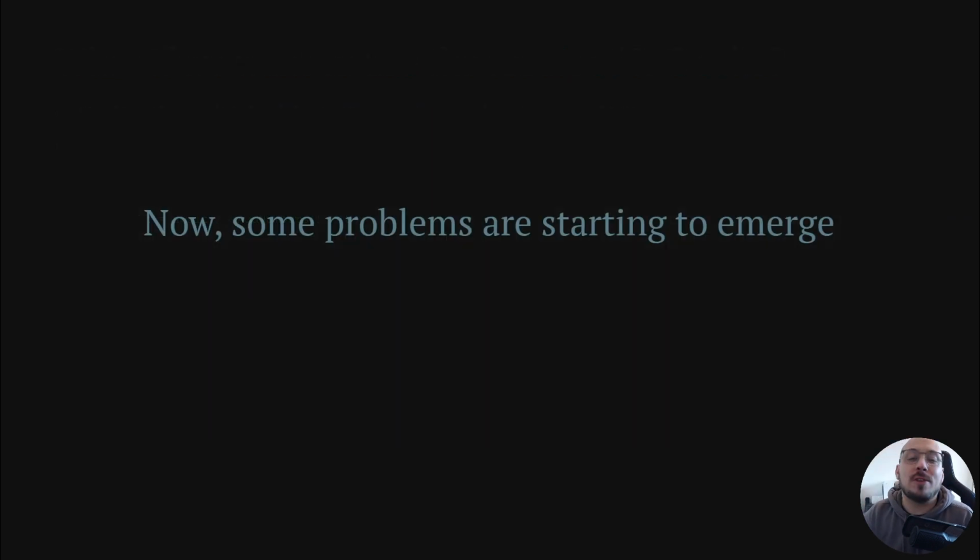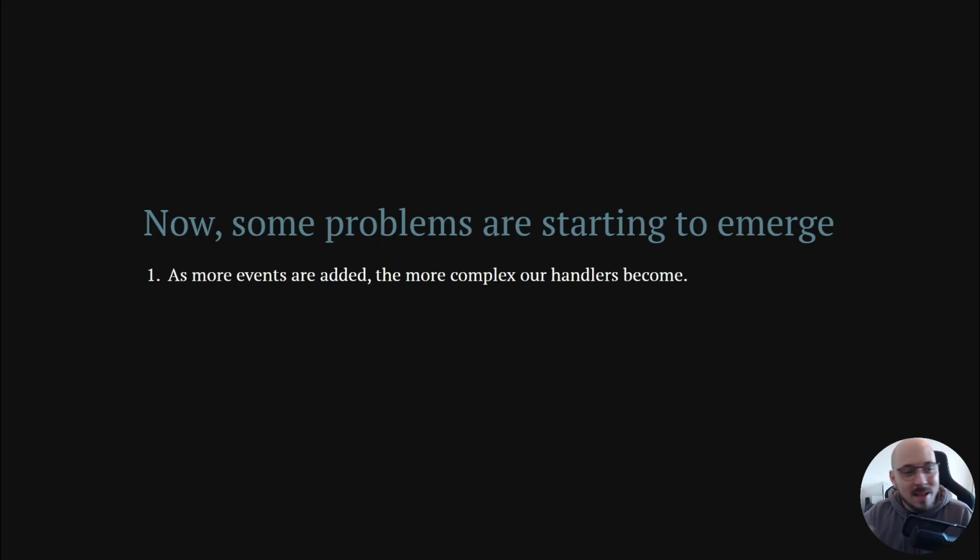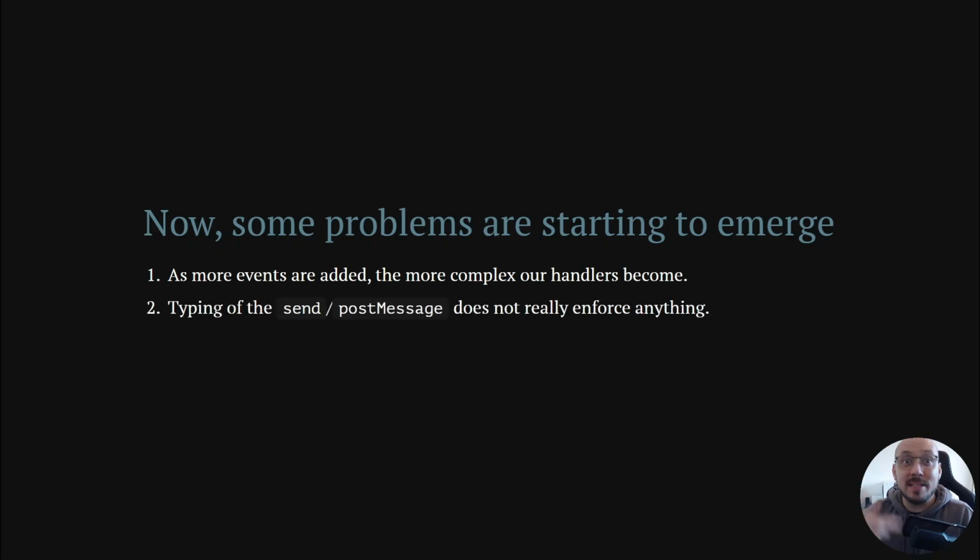Well, now we're starting to see some of the issues that arise. As more and more events are added, the more complex the handlers become, and the more complex the dispatching becomes. And not to mention, we didn't explicitly go through this, but the typing of send and post message doesn't really enforce anything. It's sort of on you to assert that it's going to be of some specific type. If you've got 41 messages, what happens if you forget to assert or use the wrong interface in one of those 41 event dispatches or call dispatches?